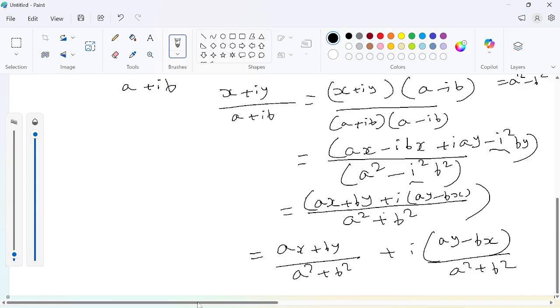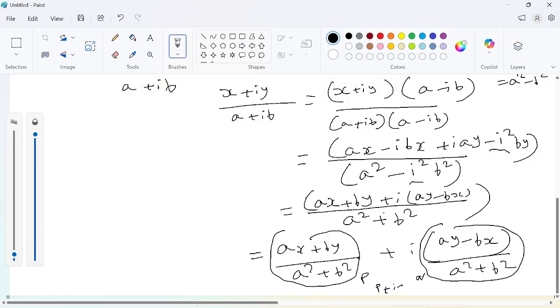Okay, now you see here. Now this entire thing I can think as p, and this entire thing I can think as q. Now this is in the form of p plus iq. This is how I will bring it into this form. That's why whenever we have divisions, always rationalize. If you have division of two complex numbers, always rationalize.